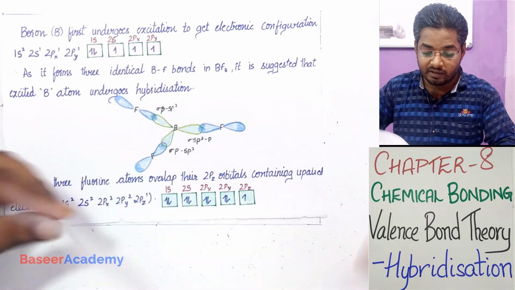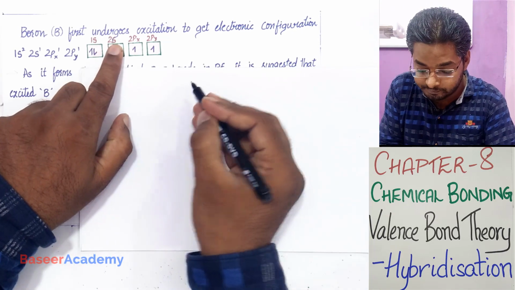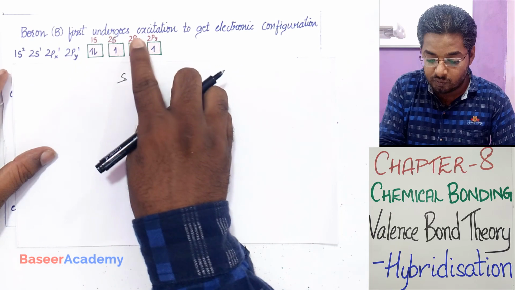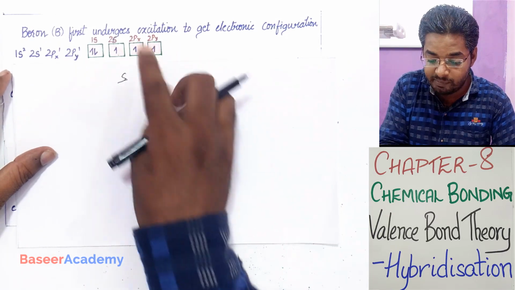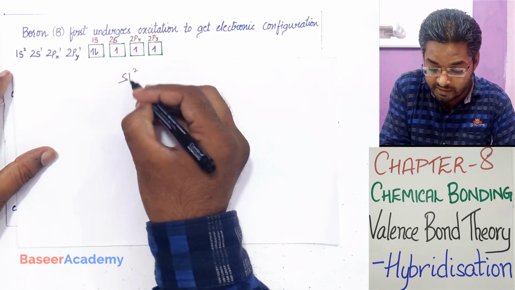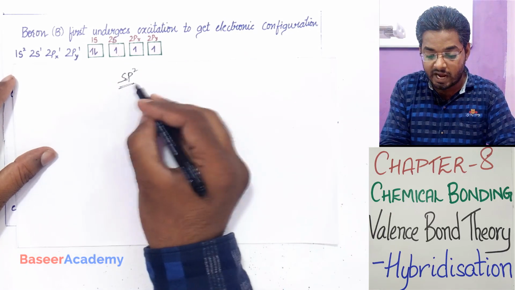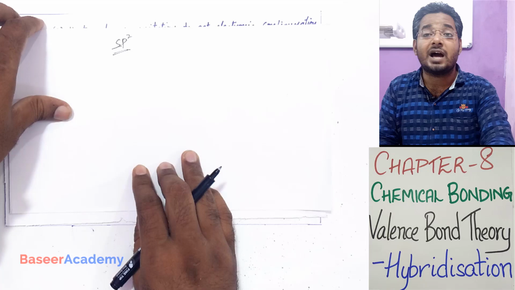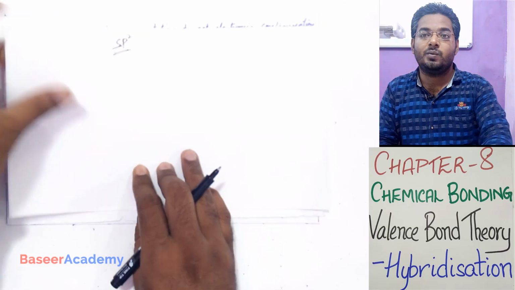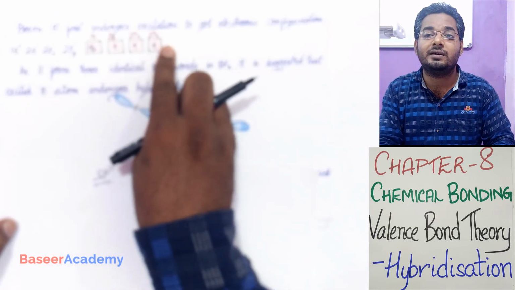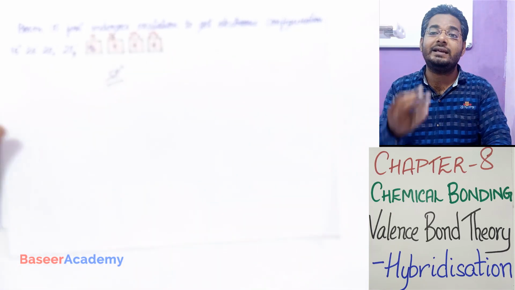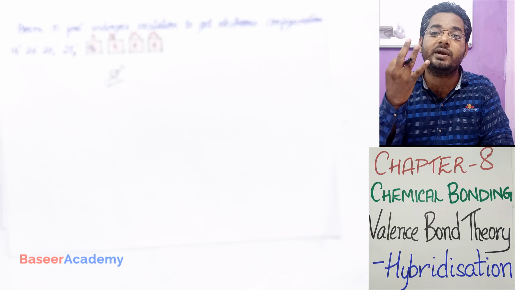So we have an s orbital here, and then we have 1, 2. How many p orbitals? 2 p orbitals. So the name of our hybrid orbitals will be sp2. And how many sp2 hybrid orbitals do we get? We get 3 sp2 hybrid orbitals, because 3 orbitals are overlapping.